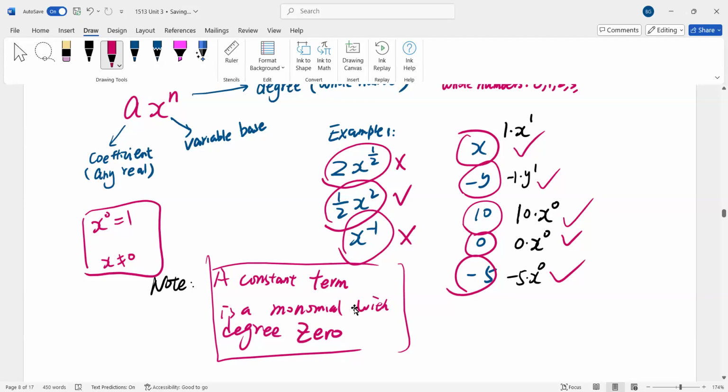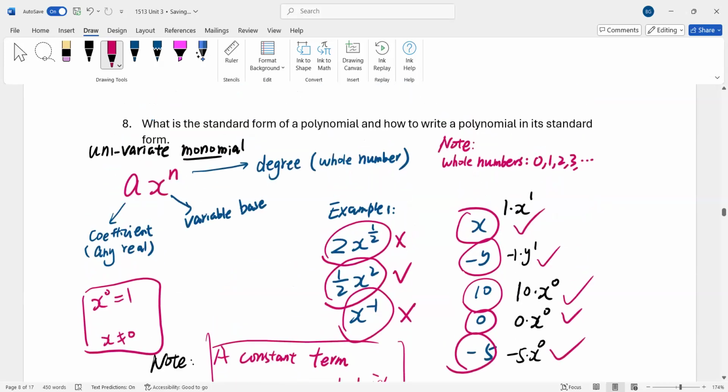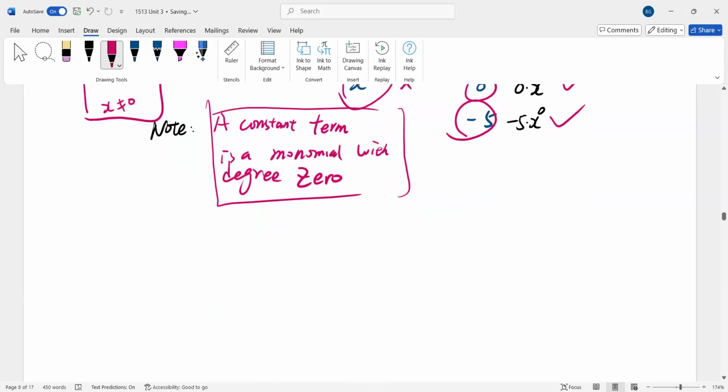It is a monomial. Okay, so we understand what is a monomial. I hope it's clear enough. Then what is a polynomial? If you have an expression and the expression is the sum of a bunch of monomials. In other words, if you have a bunch of monomials added together, you have a polynomial.